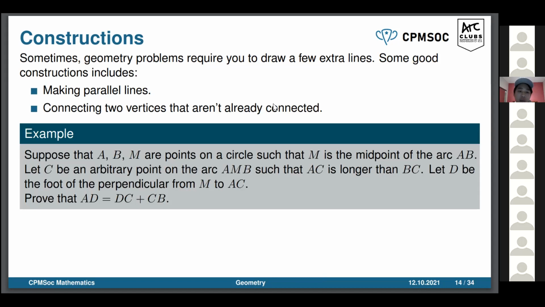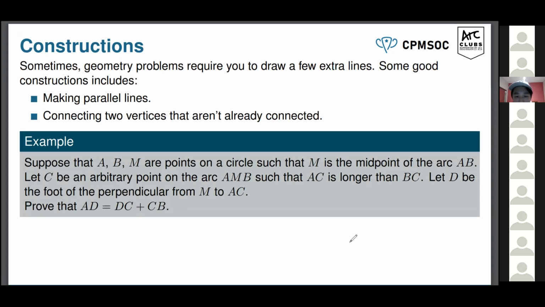So suppose that A, B, M are points on a circle such that M is the midpoint of arc AB. So circle A, B, and M.